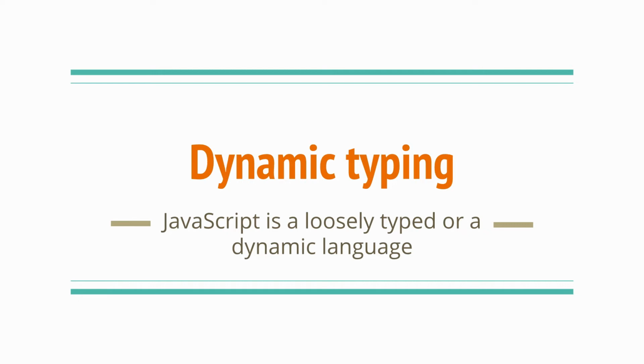In JavaScript, dynamic typing comes into play. This means that a programmer doesn't have to specify the types of variables that he declares. The JavaScript engine at runtime infers the type of the variables on the basis of the values stored in them.